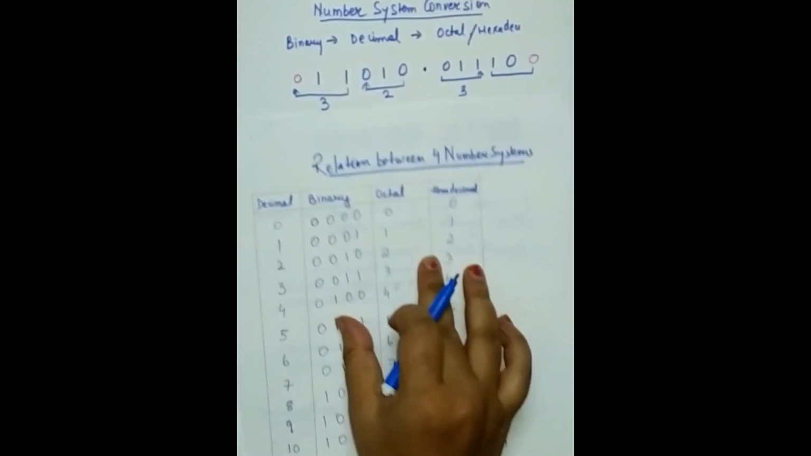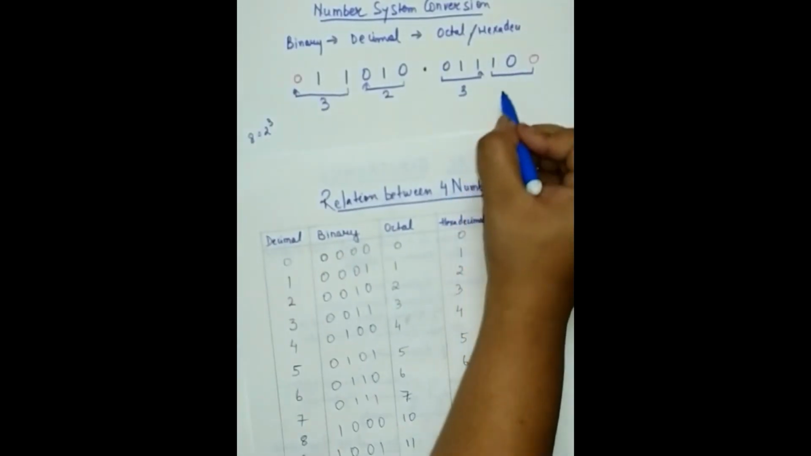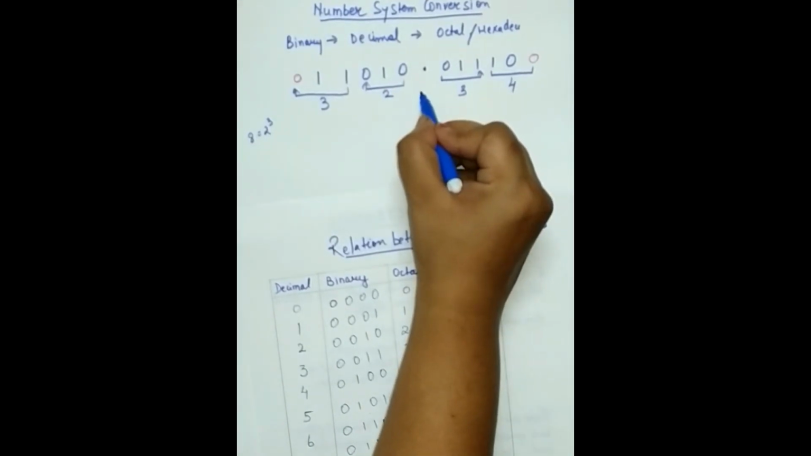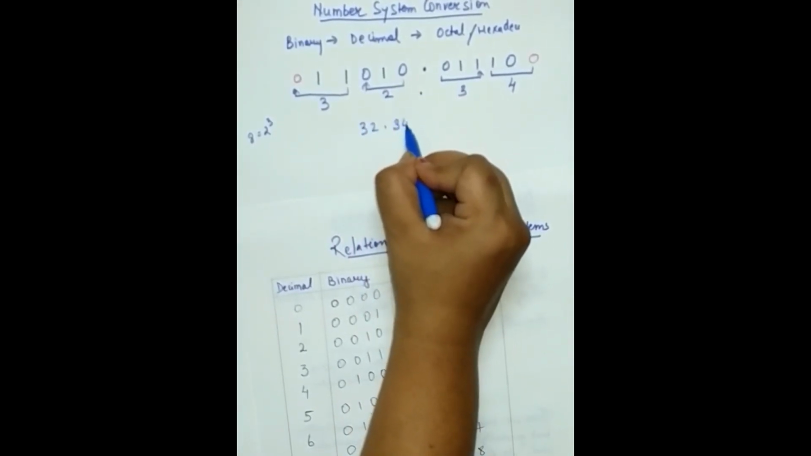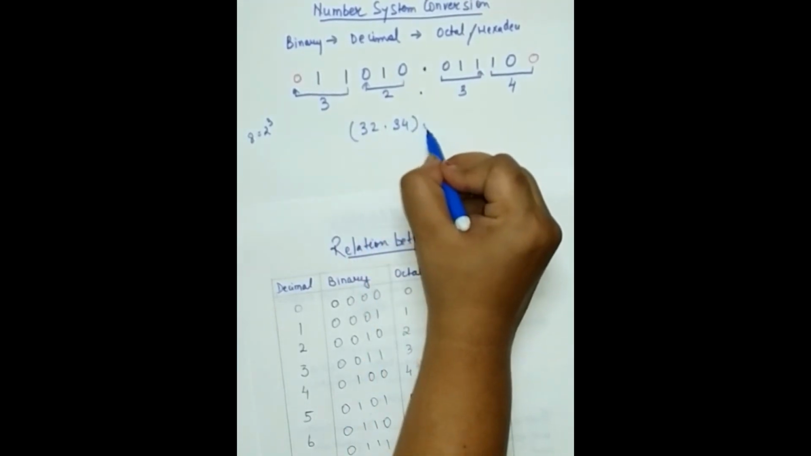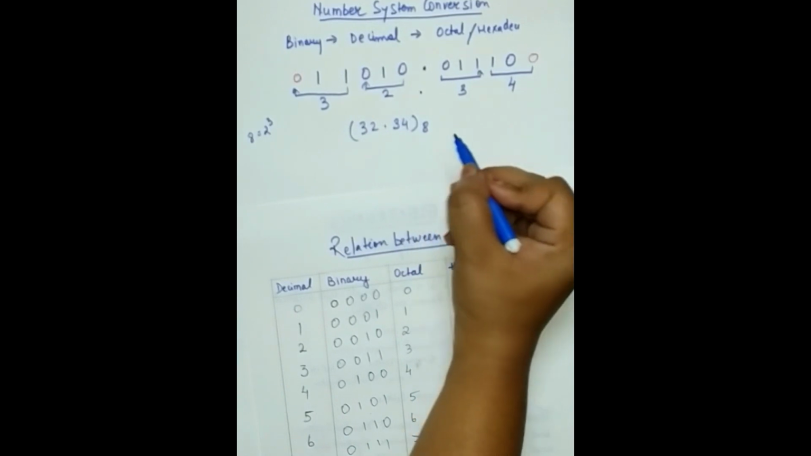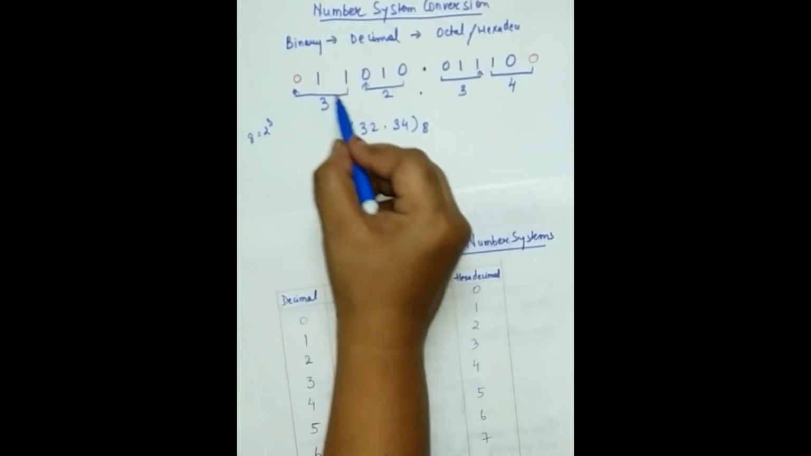And 100 equals how much? It is equal to 4, so I will write here 4. So this is my answer, and there will be a decimal point here. So 32.34 to the base 8 is my final answer. This is a very quick shortcut method which you should use when you are solving questions and you have very little time. Similarly, this was binary to octal.